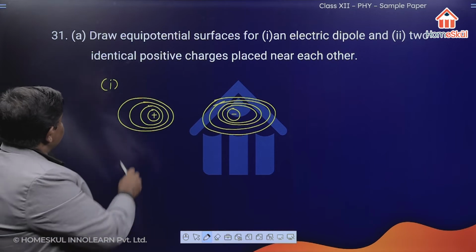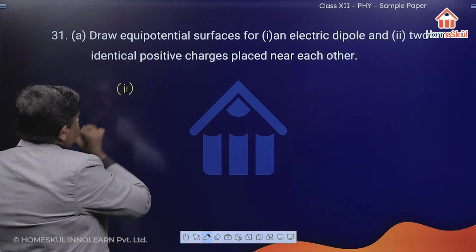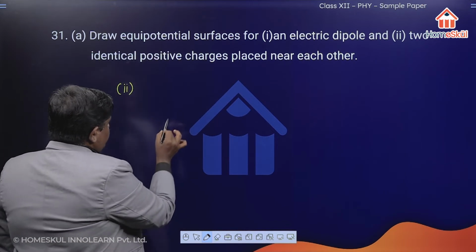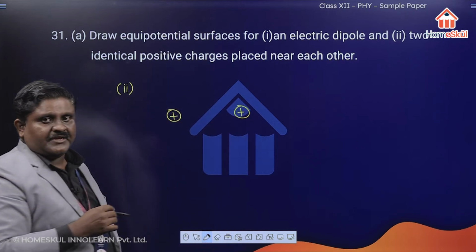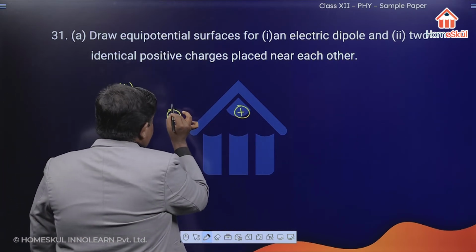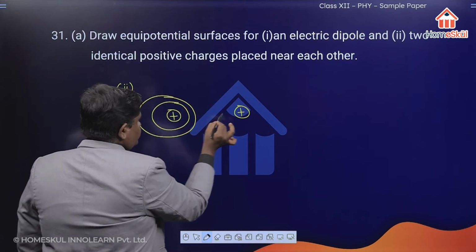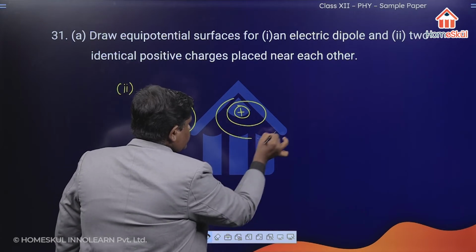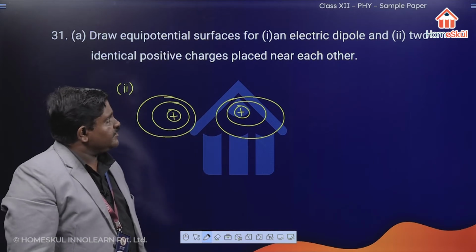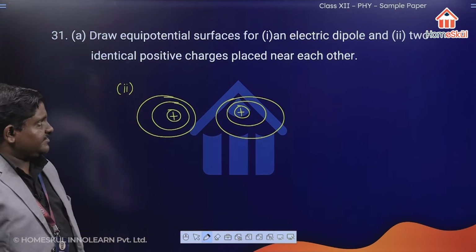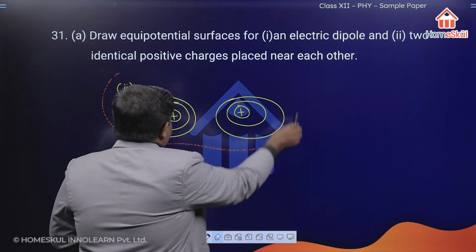Then the second one, for identical positive charges, that means both are positive charges. Here there is repulsion, so this also you have to draw like this. So these are the representation of two identical positive charges placed near each other. Clear? Okay, then next one.